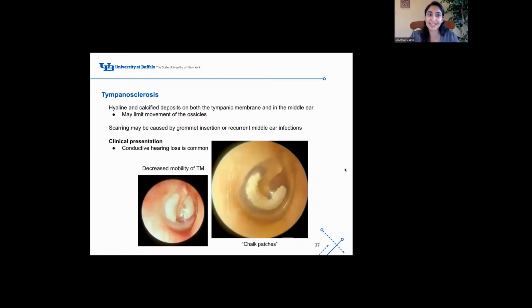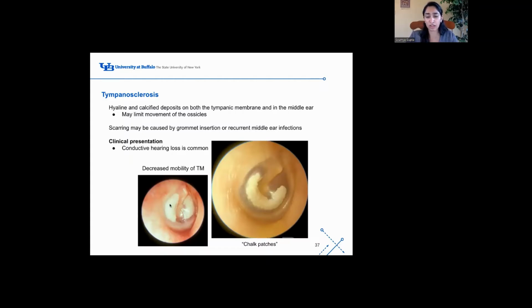It's these hyaline and calcified deposits that form on both the tympanic membrane and in the middle ear. Because it involves the ossicles, it can limit their movement. Because of that, conductive hearing loss is pretty common. And scarring may be caused by grommet or tympanostomy tube insertion or recurrent middle ear infections.